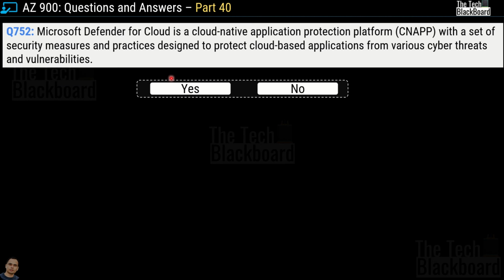So here comes the question number 752. It says that Microsoft Defender for Cloud is a cloud-native application protection platform with a set of security measures and practices designed to protect cloud-based application from various cyber threats and vulnerabilities. Yes or no? So you have to tell whether this definition is right in context of Microsoft Defender. And yes, my friends, this is a correct statement. That's why yes is the correct answer.